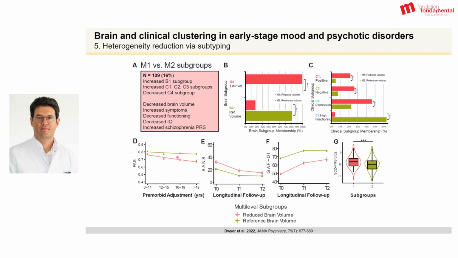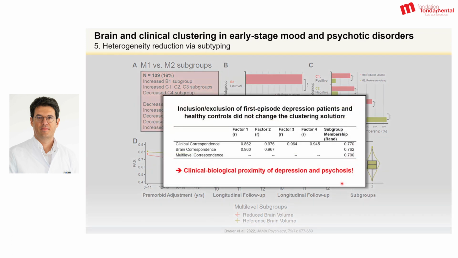When he combined that, he found that there were 2 multimodal clusters, brain and clinical data combined. They were quite associated with the trajectories of these individuals. So the impaired group had reduced premorbid adjustment across the lifespan up to the baseline. They had higher levels of negative symptoms, lower functioning, higher polygenic risk. So this basically shows you the variability that exists in this population and how this can be resolved with these algorithms.